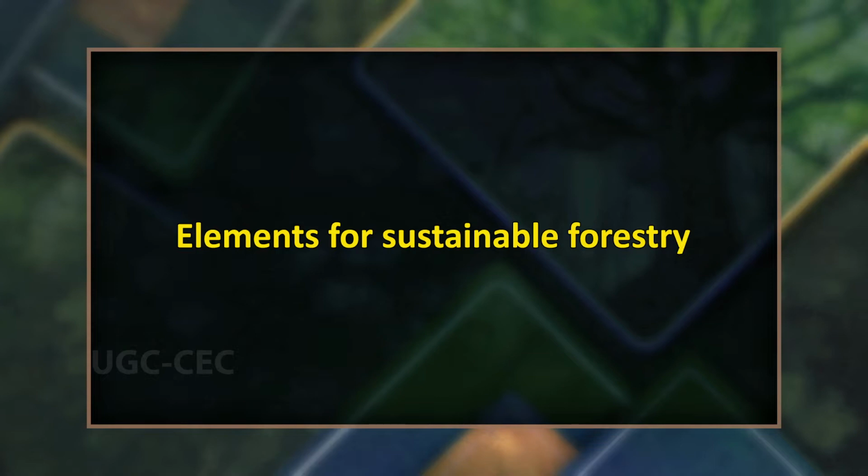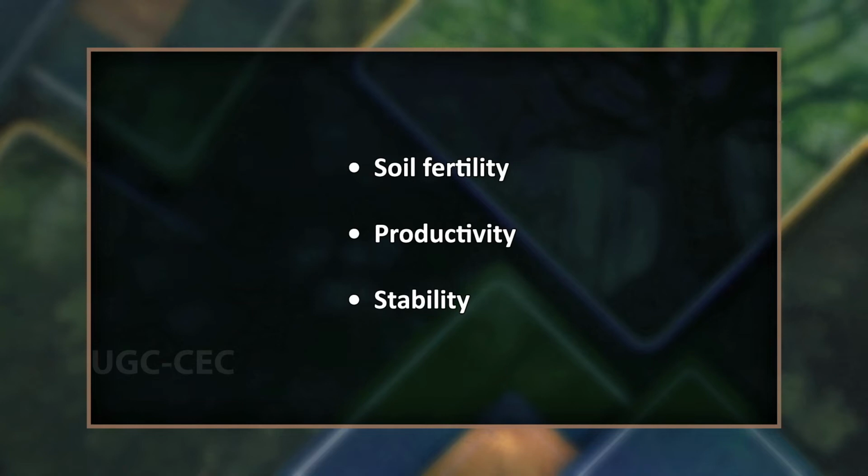Elements for sustainable forestry include forest regeneration that will maintain and restore the aesthetics, vitality, structure, and functioning of the natural processes of forest ecosystem and its components. Forest practices will maintain and restore the surface and groundwater quality, quantity, including the aquatic habitat. Forest practices will maintain and restore natural processes of soil fertility, productivity, and stability.